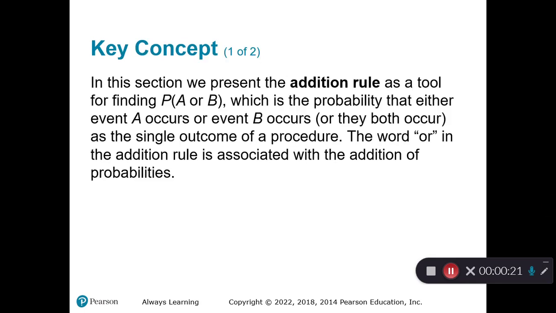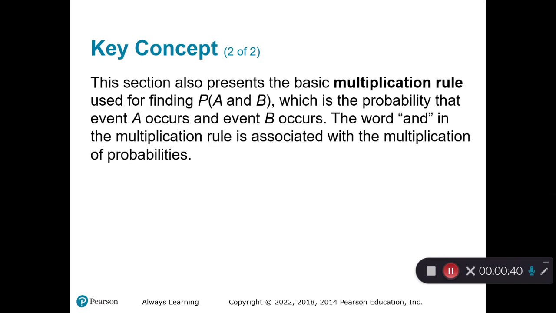We start with the addition rule as a tool for finding the probability of A or B, which is the probability that either event A occurs or that event B occurs, or that they both occur as the single outcome of a procedure. The word or should be associated with addition of probabilities.